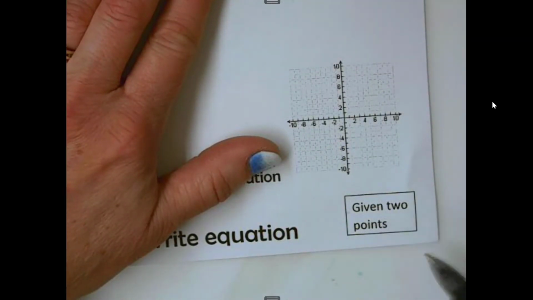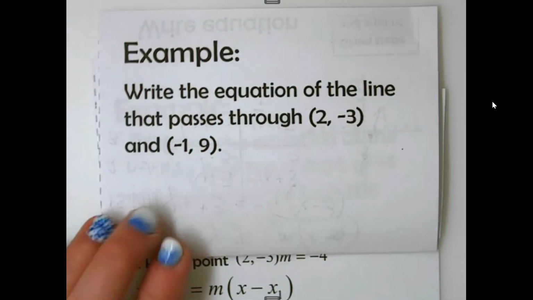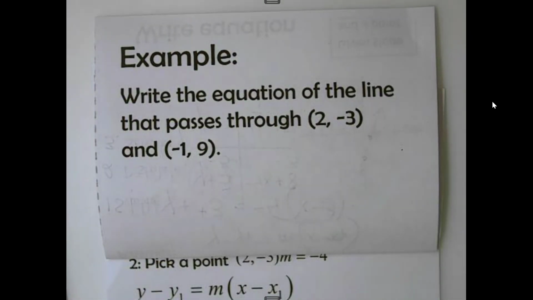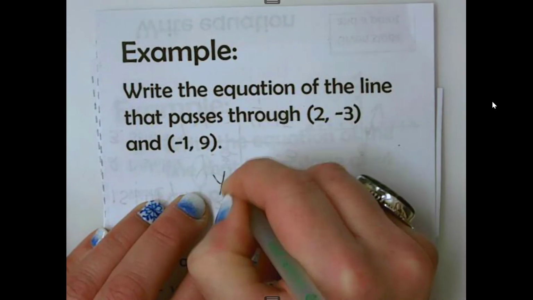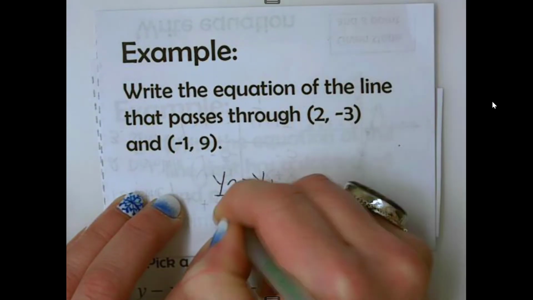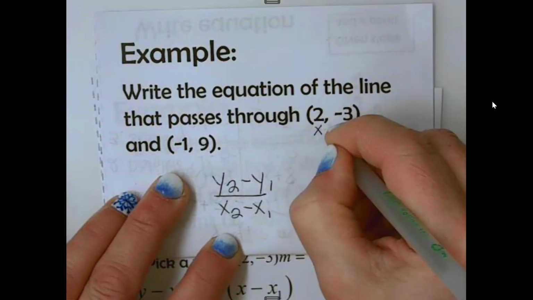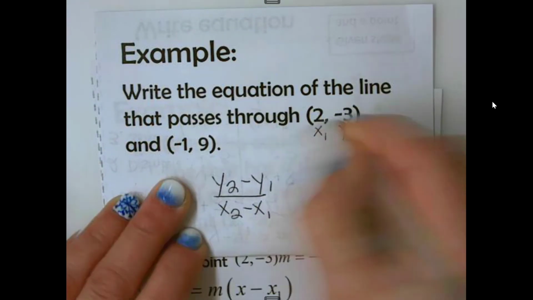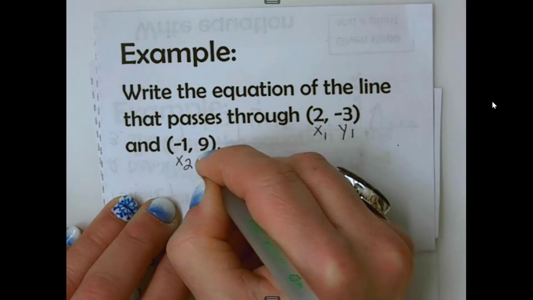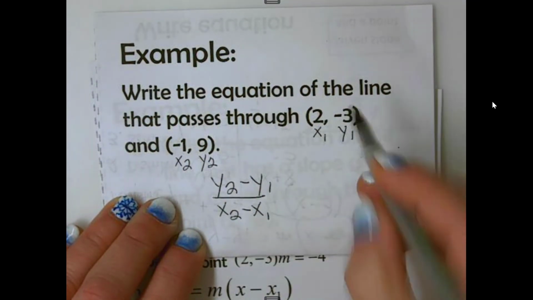Okay, so that's the last situation. You can see that, given 2 points. So how do we solve that? Well, first we need to find the slope. That's going to be important that we calculate that slope correctly. So this is from last unit. Our equation for slope is y2 minus y1 over x2 minus x1. So I'm going to label my given points. That first one, I'm just going to label x1, y1. The second point, x2, y2.